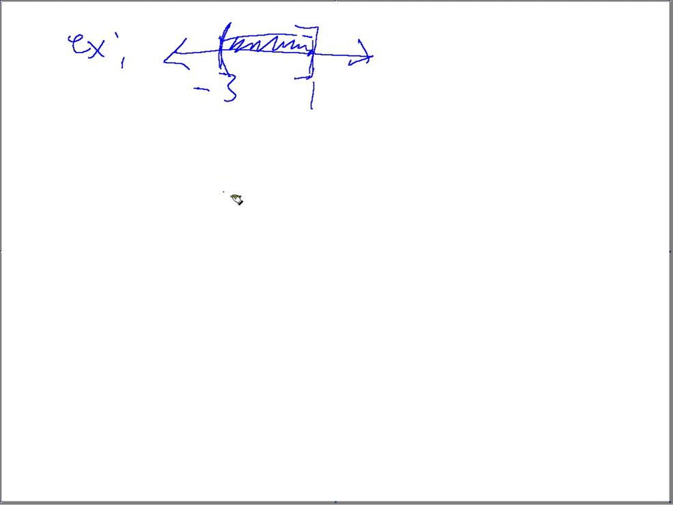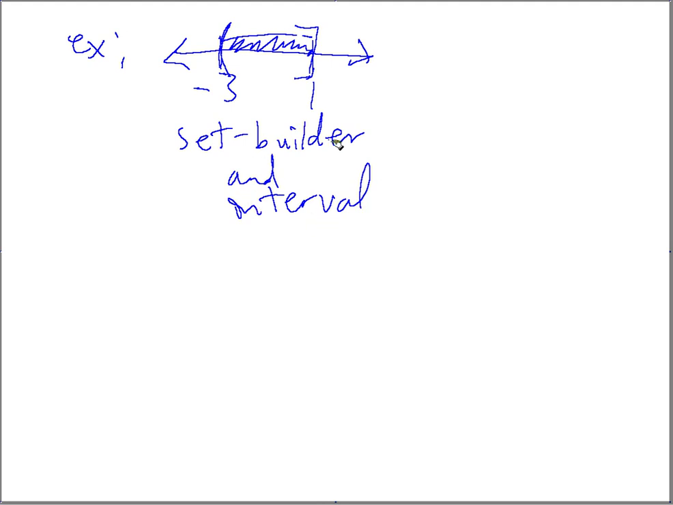Alright, so let's write this. Let's express this graph in both set builder and interval notation. Let's start with the set builder one. So I need to find out how to write this inequality here because I want all numbers between negative 3 and 1. So my x has to be in here, right? So how do we express that?